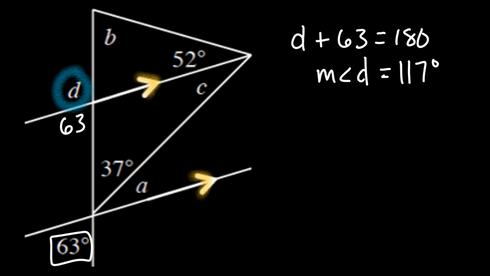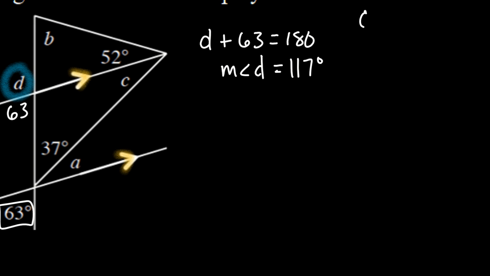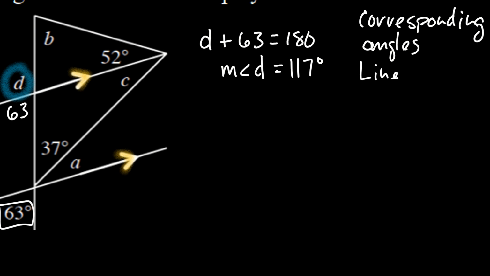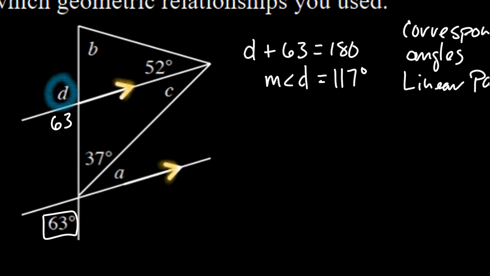And the property that I used there was, I used a couple things, right? I used corresponding angles, and I used linear pairs. The linear pairs add up to 180. So all right, corresponding angles, and I used a linear pair. Okay, so that's D. Let's see if I can figure out some more of these angles.